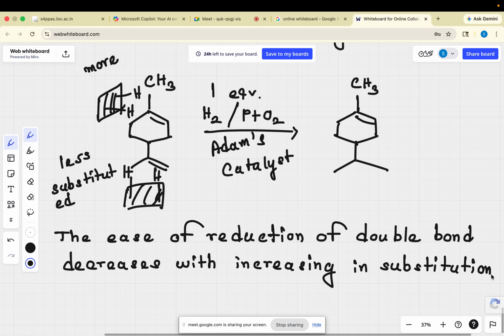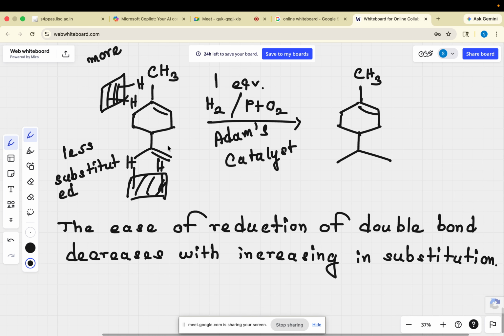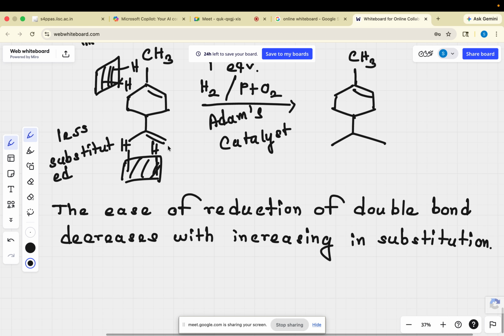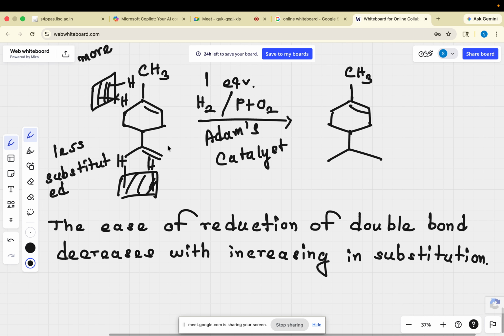So that means the more substituted double bond will not be reduced. Okay, the less substituted double bond will be reduced. Clear? So that is actually your selectivity. Because we are using one equivalent, and you have two double bonds, it selectively reduces the less substituted double bond, not the more substituted. Fine. So that is basically chemoselectivity. Okay, done. Any doubt, tell me.